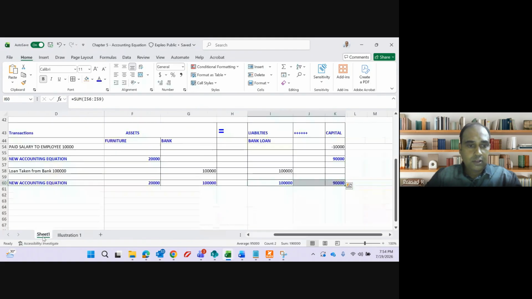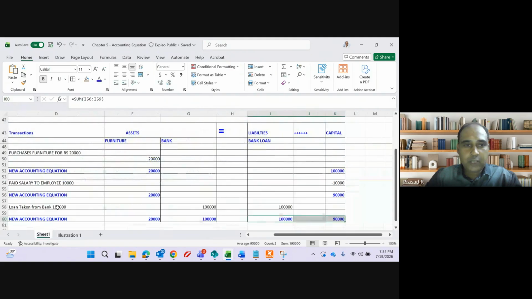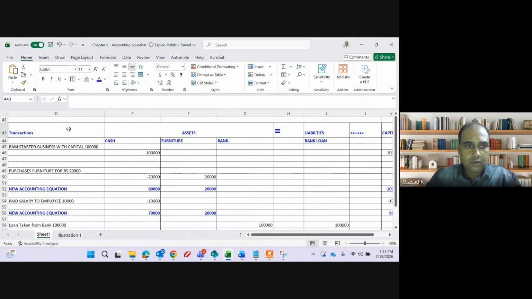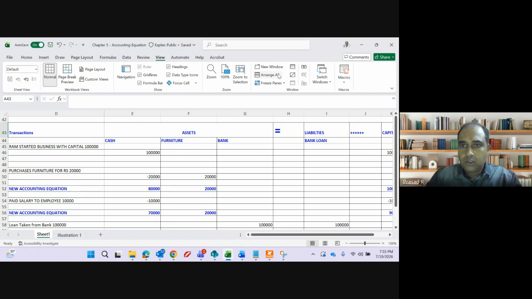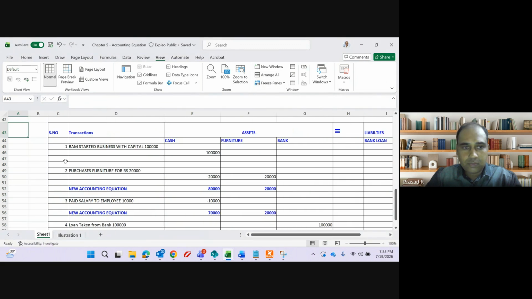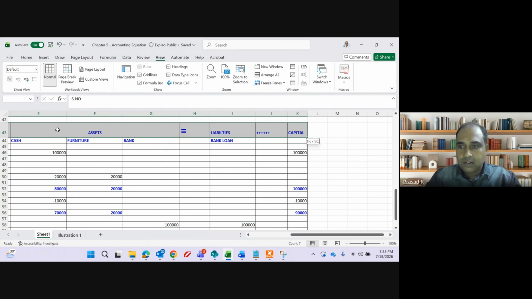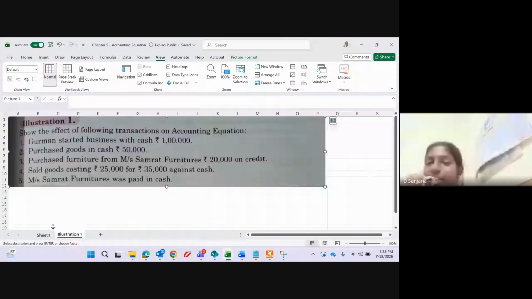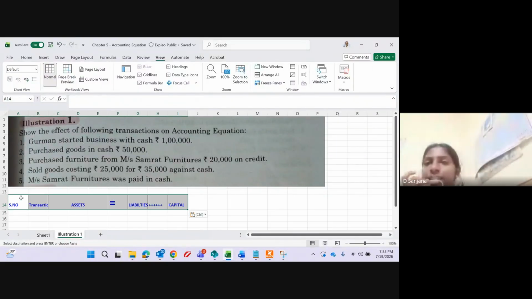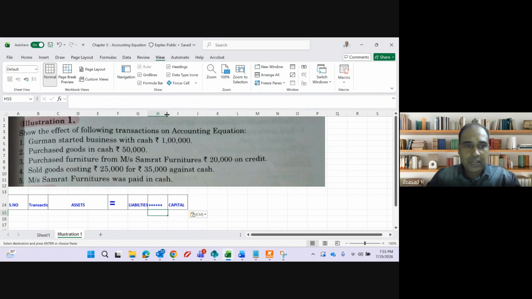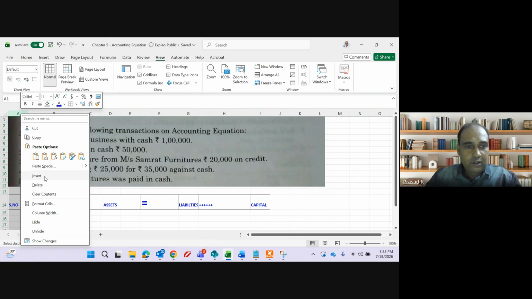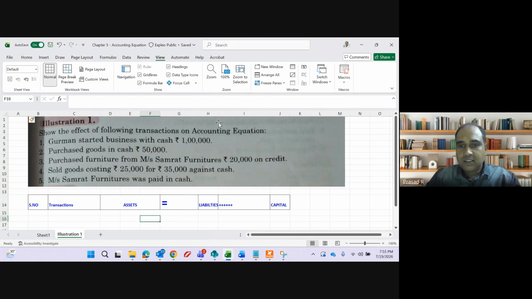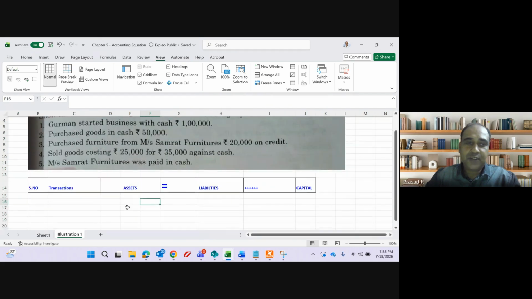Okay. What is the format, guys? What is the format of the accounting equation? Serial number, transactions, assets equal to liabilities plus capital. So I have taken the format from my previous question. Please ensure you follow this format very, very strictly to get maximum marks.